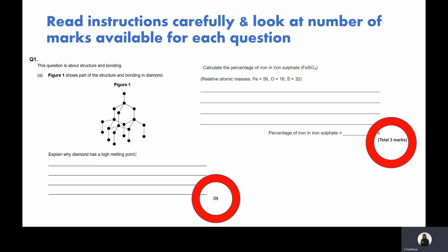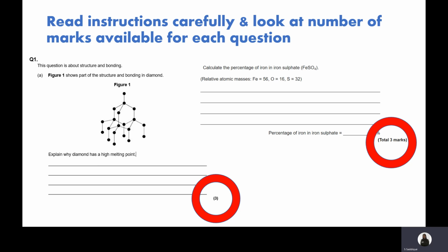Now, when you come across your exam questions, please make sure that you're reading the question. Make sure you're looking at the number of available marks and you make the relevant number of points. As you can see from the example on the left, the question is 3 marks, and it says explain why diamond has a high melting point. So you need to make 3 different points as to why diamond has a high melting point, and that should get you all the marks.